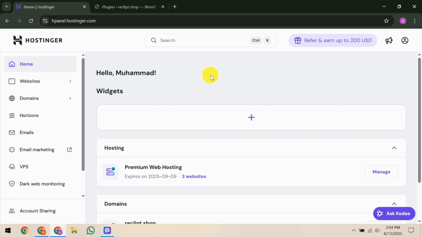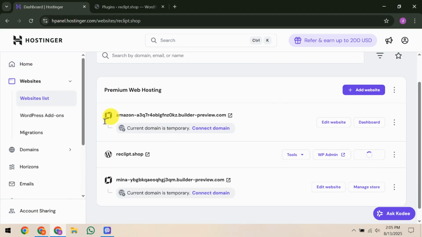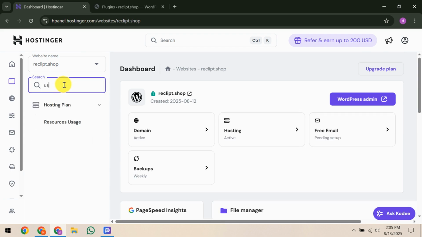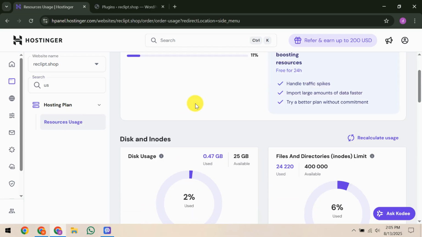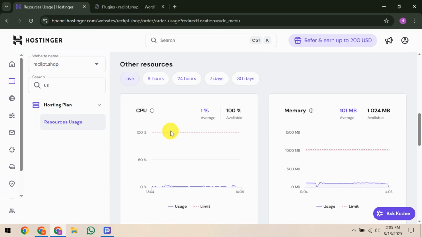First, you'll want to check your resource usage. Start by looking at the left-hand sidebar of the Hostinger hPanel and navigate to your website's dashboard. Once there, open up the Resources Usage section. This is where you can see a graph that shows your CPU activity. Note the red line indicating your limits and use the different views like Live, 6-hour, 24-hour, and 7-day to identify any usage spikes. Spotting these spikes is crucial as they point to when your CPU was under maximum strain.